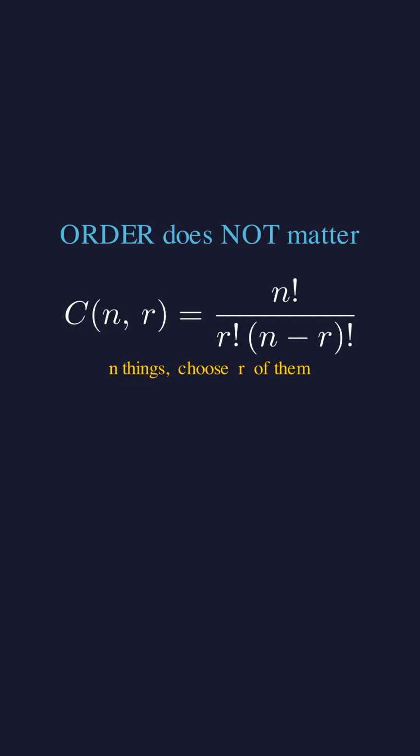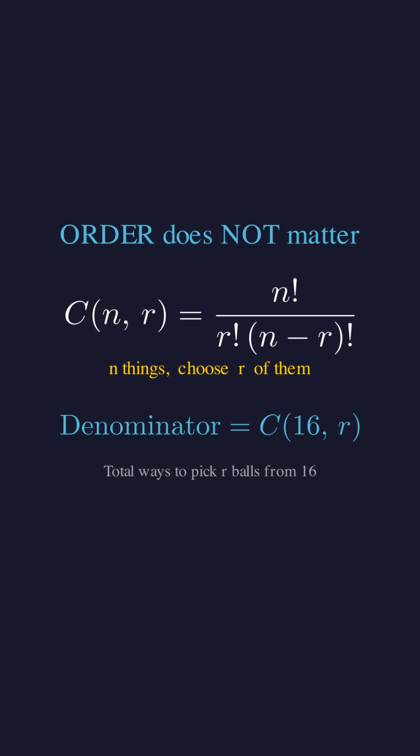The denominator is always C of 16, however many balls you are drawing. That is your total number of ways to pick from the bag.